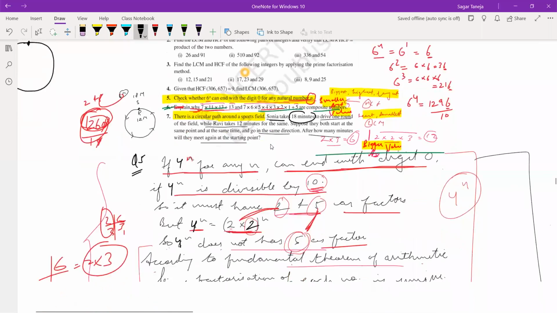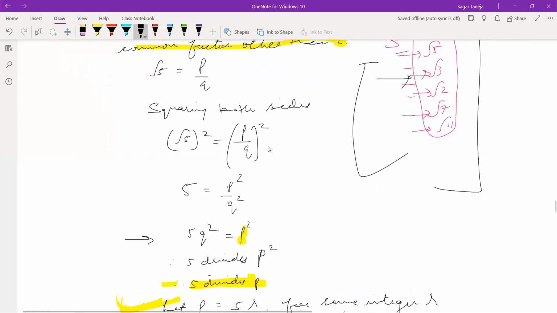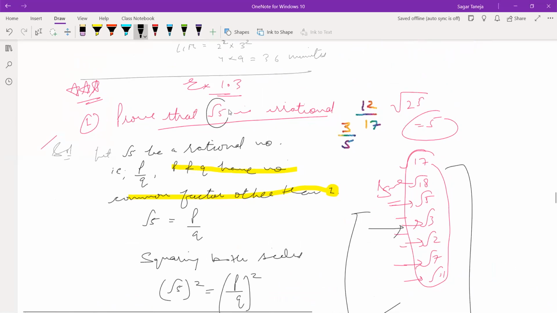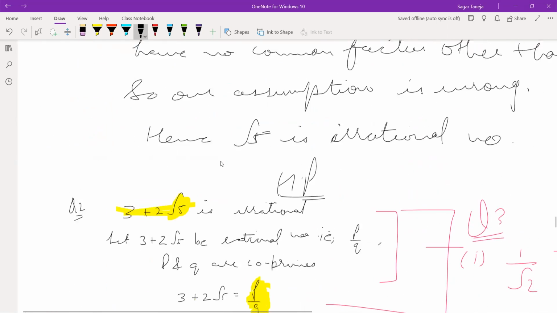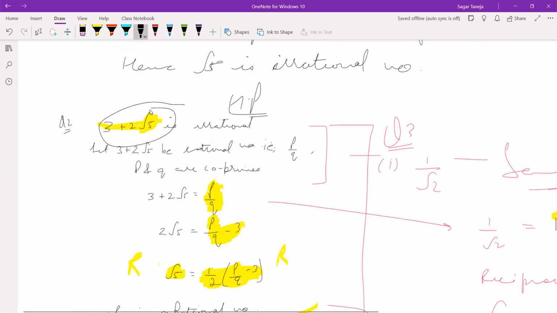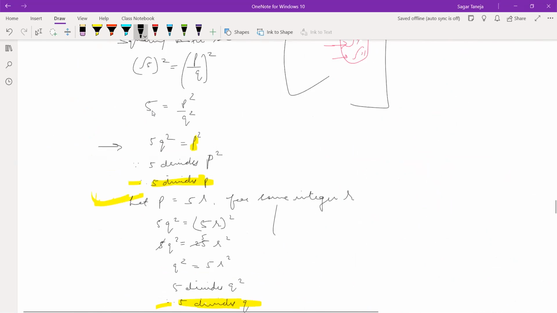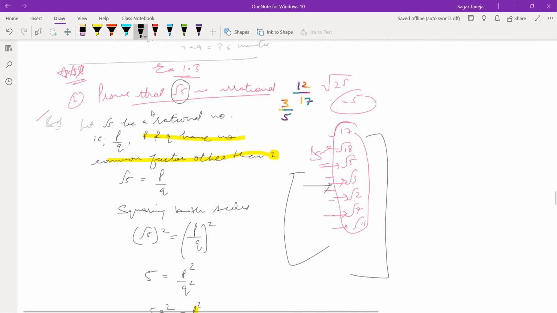Okay, and the most important question from the chapter comes in exercise 1.3. Prove that root 5 is irrational. Prove that 3 plus 2 root 5 is irrational, like this. And one question out of this will come in any of the sets, definitely in boards. So you know that one question of this will come in boards. So let us prepare this question. It can be of 3 marks or it can be in 5 marks, but most probably the probability is of 3 marks. So this question will come in 3 marks. 4 marks, there is no question of 4 marks in finals. There are 3 questions of 5 marks.